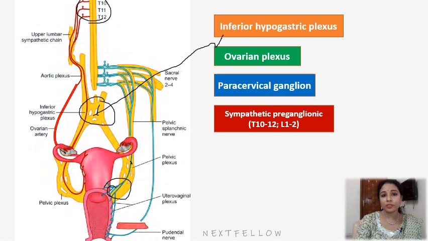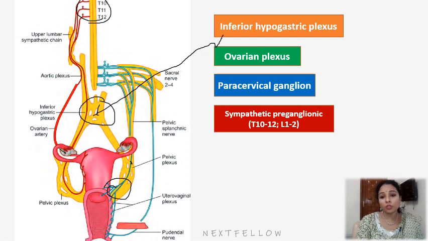These fibers produce uterine contraction in the non-pregnant uterus, and vasoconstriction. Uterine contraction in the pregnant uterus is under the oxytocin hormone.